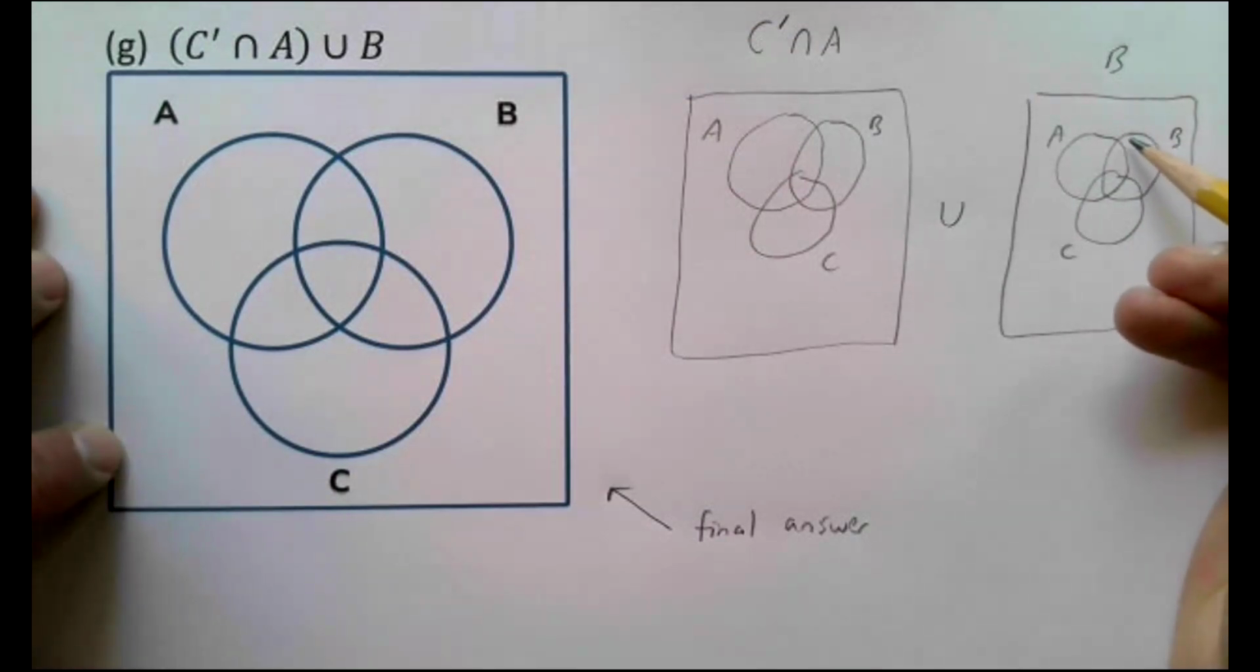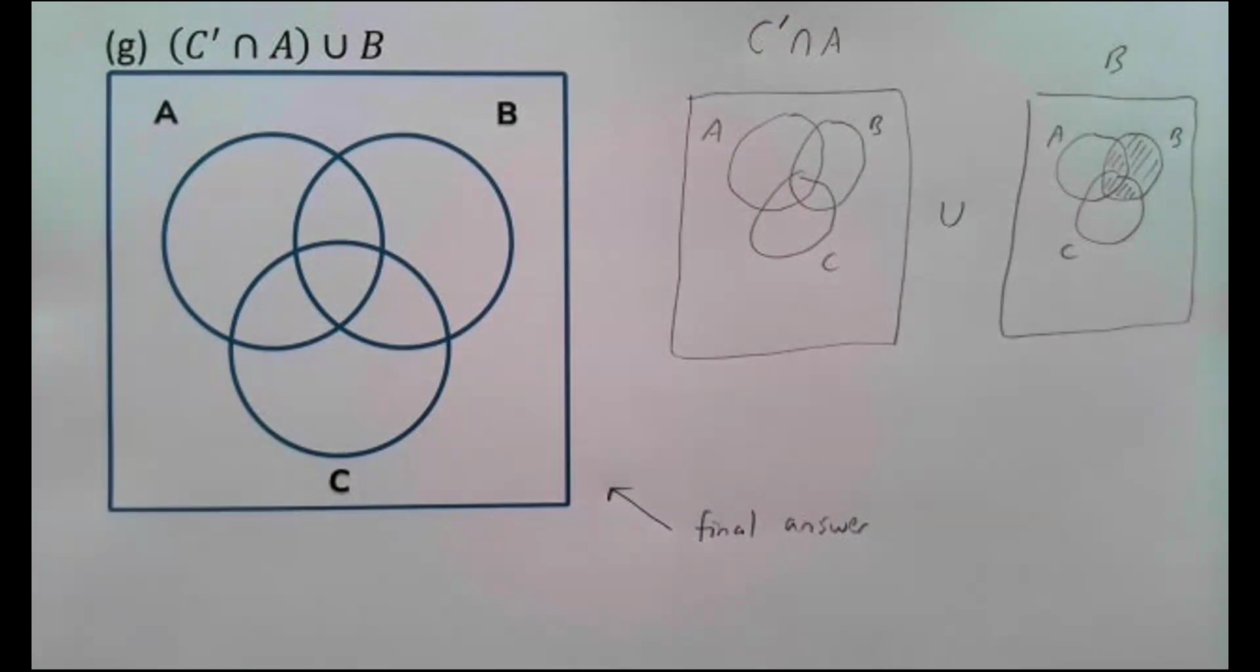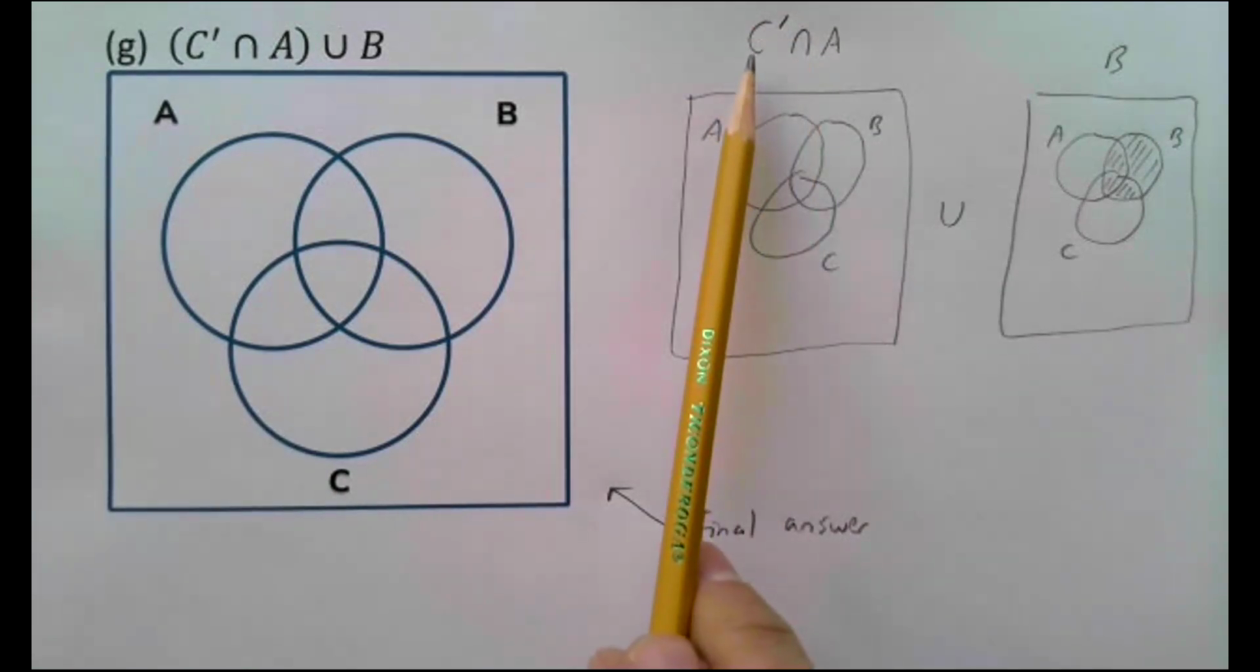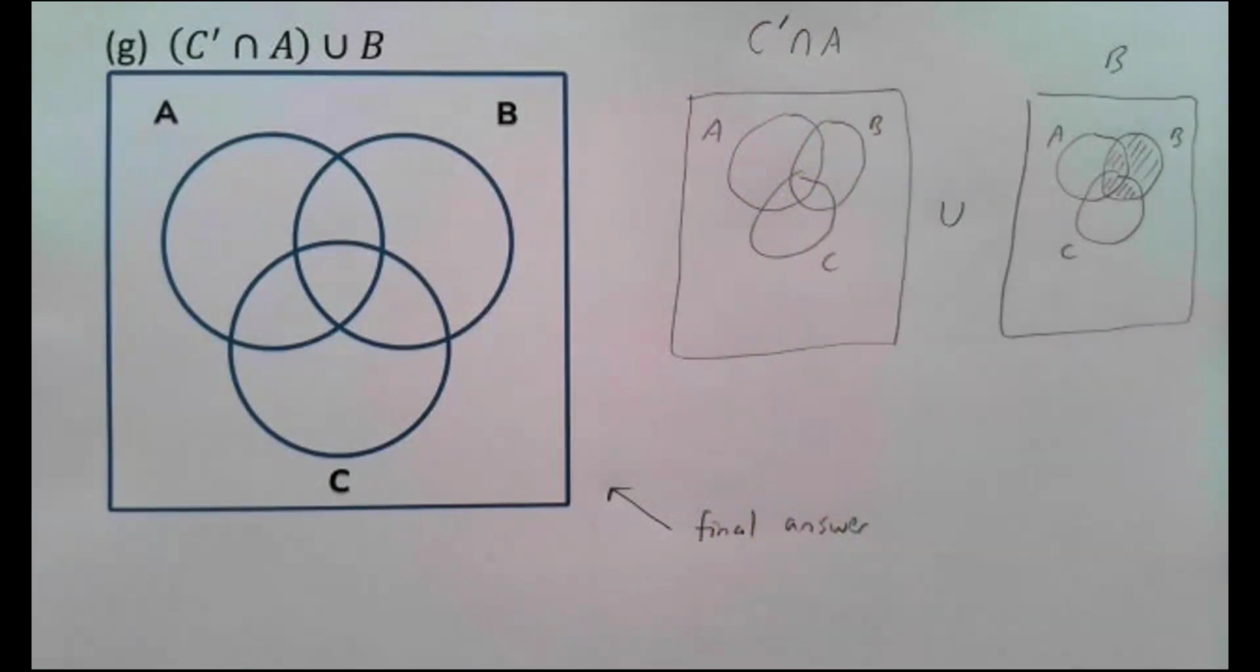Well, the B part's easy. The B part is just the B circle. So let me start with that one. I can do that one. No problem. There's my B circle. What does this mean? C complement intersected with A.